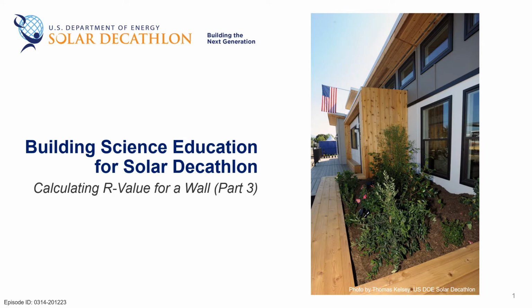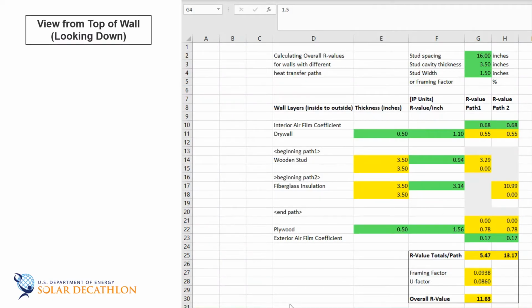I'm Paul Torsellini, and in this episode, we're going to revisit our calculation of R value through a wall. Let's go back to our example of calculating R values for multiple heat pathways through a stud-framed wall and turn this into a spreadsheet. An example spreadsheet is shown on the screen.